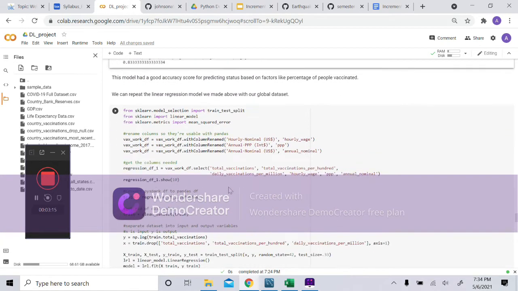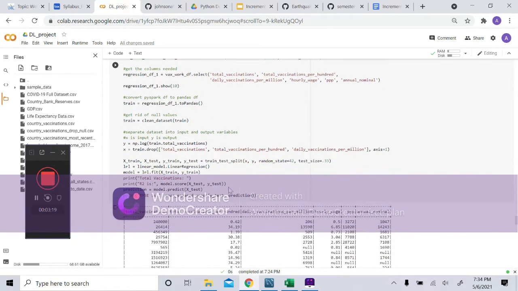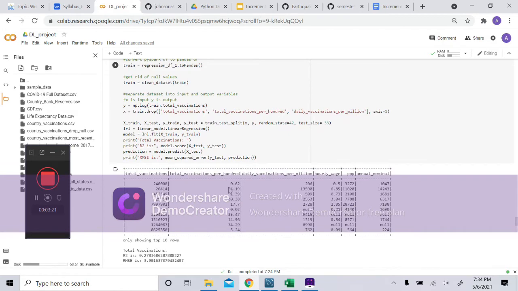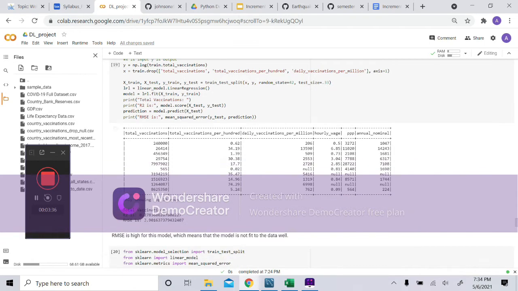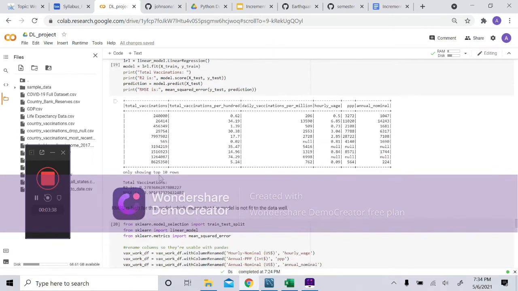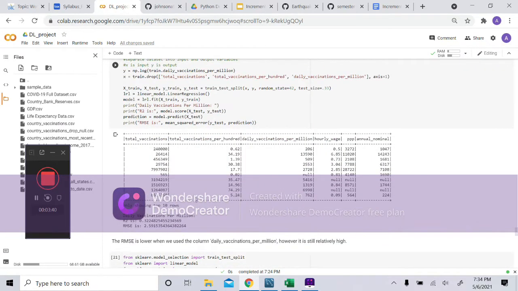Then we repeated the linear regression model. This one didn't do quite as well as it did for the US data, again, because it wasn't as strict of a linear relationship. So this one, the RMSE is much higher for these, which means the fit isn't as good on the data. However, it did still have a not horrible accuracy score, and then it got a lot better for some of these.